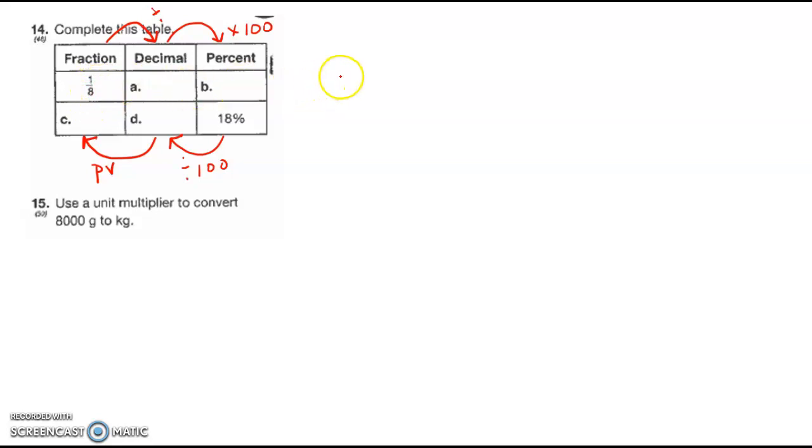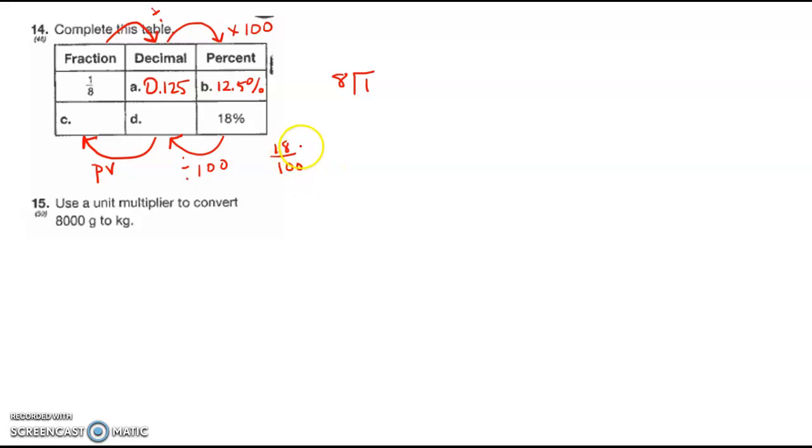The first thing I'm going to do is divide 1 by 8, and I'm going to use my calculator to do it. So 1 divided by 8 gives me 0.125. And then when I multiply this by 100, I get 12.5%.